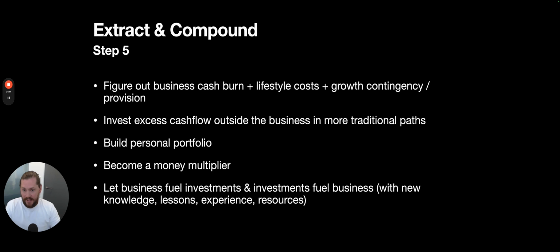We keep doing that until it gets to a point where business costs are well and truly covered. Lifestyle costs are well and truly covered. There's a contingency or provision to be able to invest in new things and keep growing the business so we're not choking out the fire. When it gets to a point where there's so much excess cash flow that it doesn't make sense to keep putting it all back in, this is where we're starting to evolve into the next phase of the model. We're in step 5 here, extract and compound.